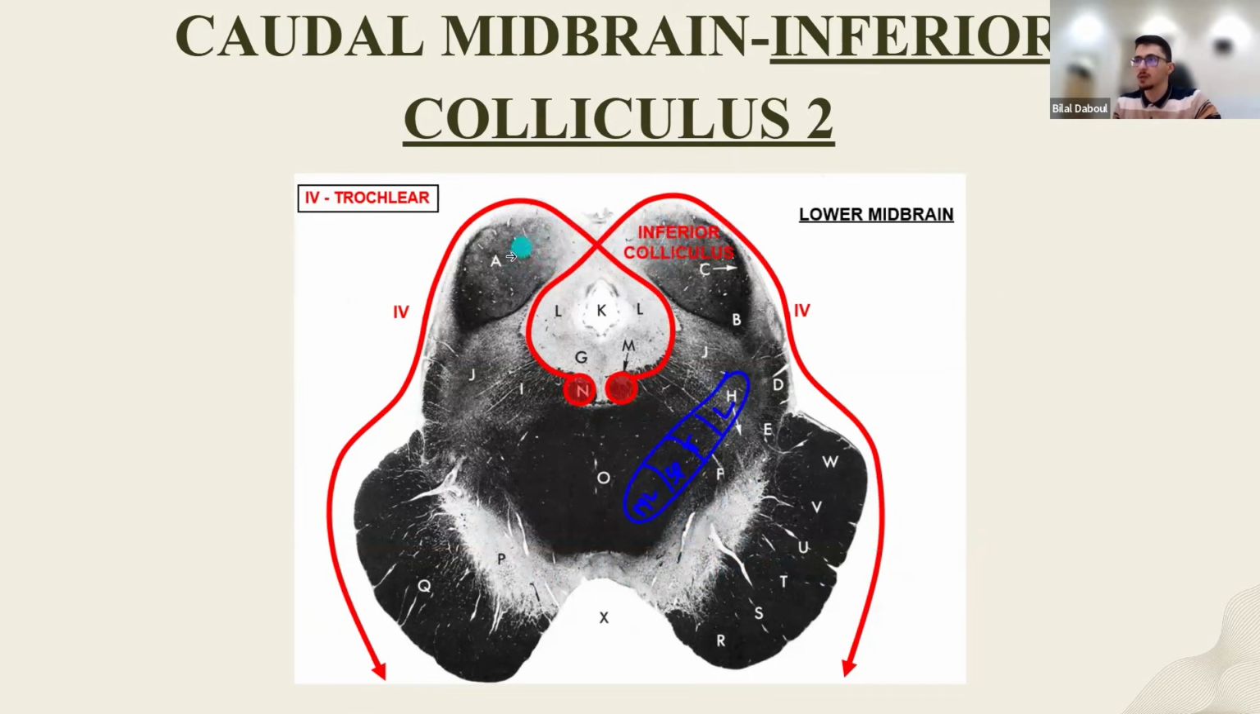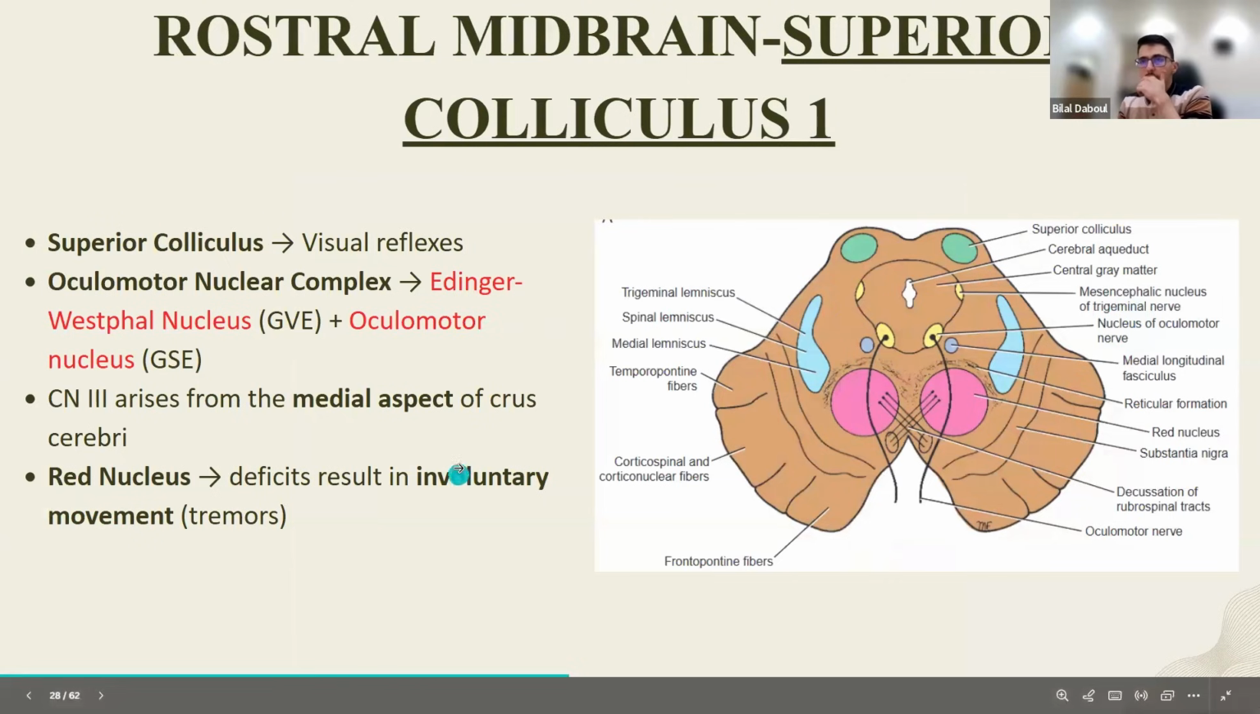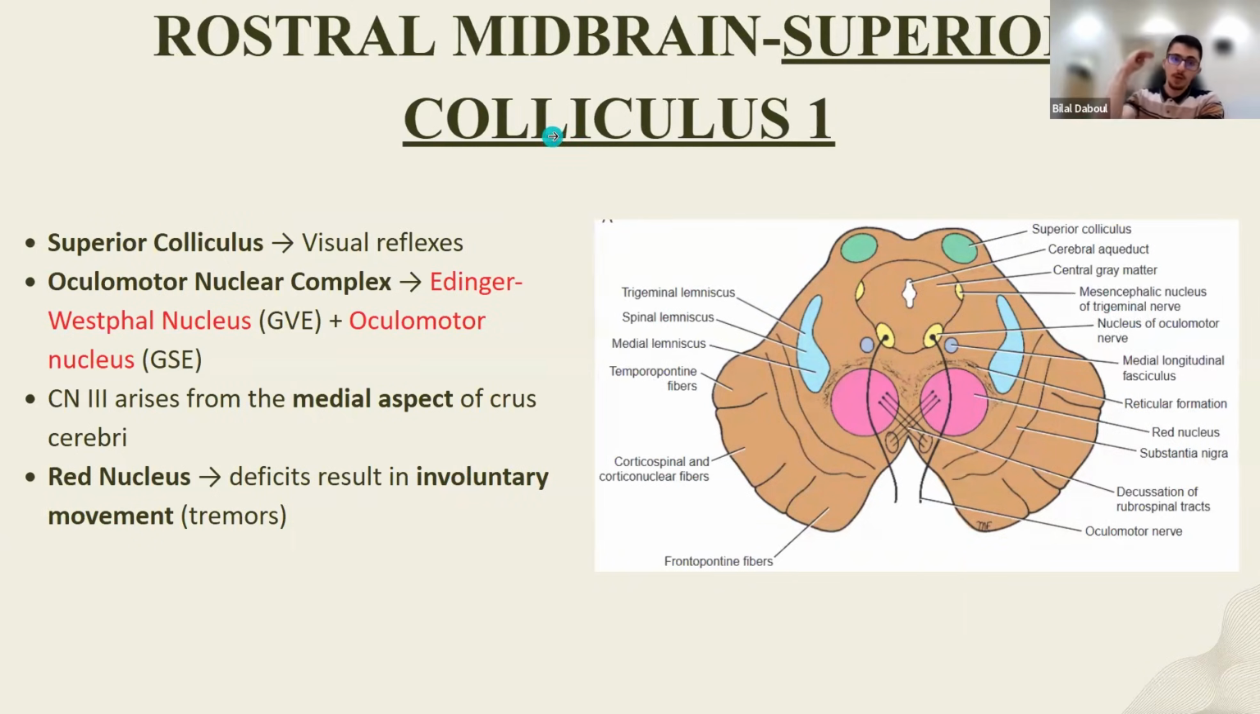Again, at the level of the inferior colliculus, you see 2 bulges posteriorly corresponding to auditory reflexes. This is the center for auditory reflexes. And yeah, that's it for this part, for the inferior colliculus. Now we move to the rostral midbrain, so the level of the superior colliculus. You have the superior colliculus and the inferior colliculus. The superior colliculus is involved in visual reflexes, so that's critical. The most important thing in this section would be the oculomotor nuclear complex.